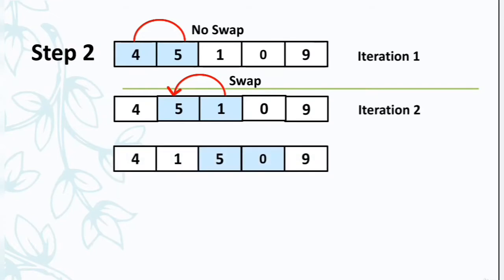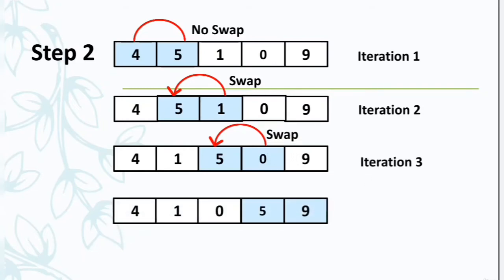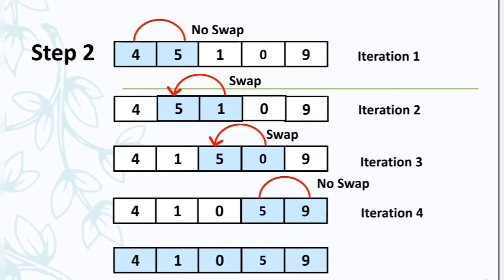Again we move forward and check the condition for the second and third index position. As 0 is smaller than 5, again we need to swap the elements, and this is the third iteration. Again for the fourth iteration we do the same, but in this case as 9 is greater than 5, there is no need to swap the elements. So this is the fourth iteration, and at last we get this array. But again this array is not completely sorted, so we have to go for the next step.